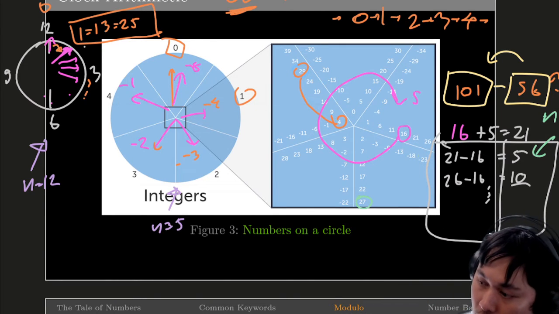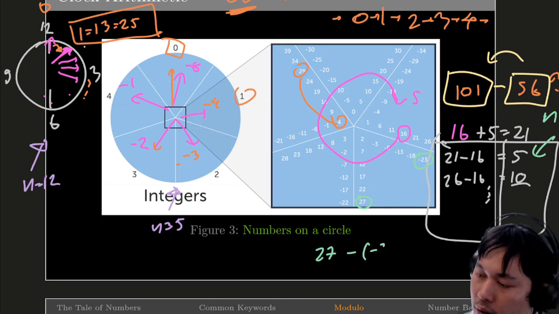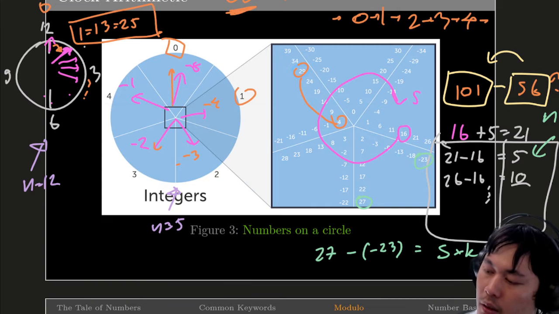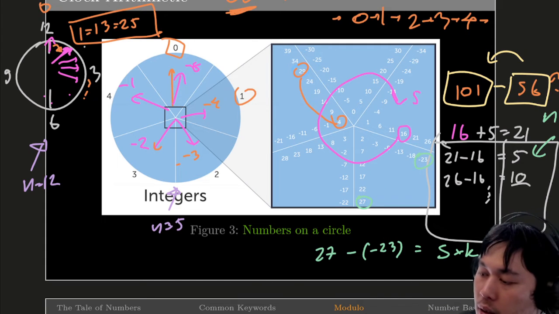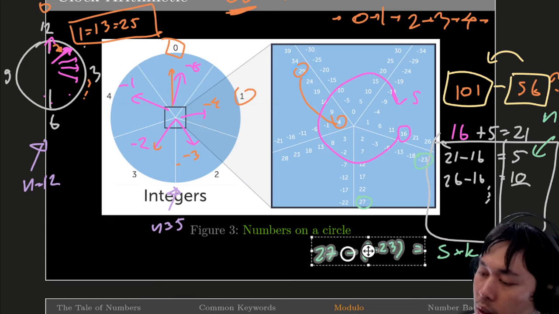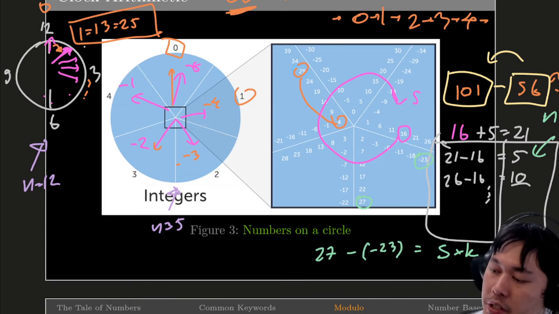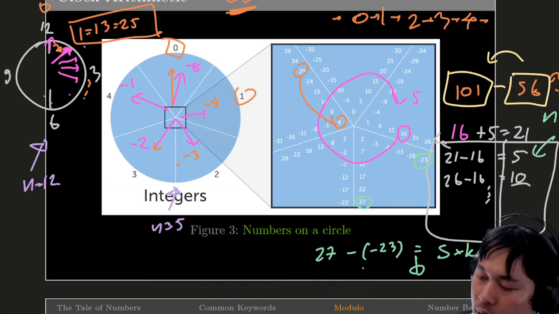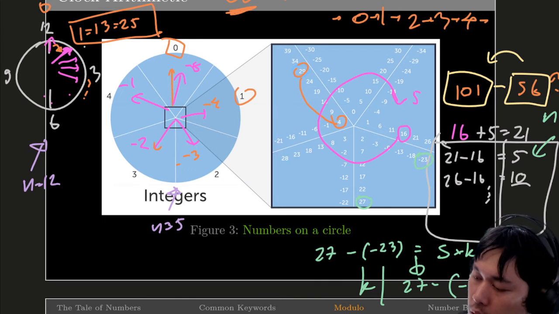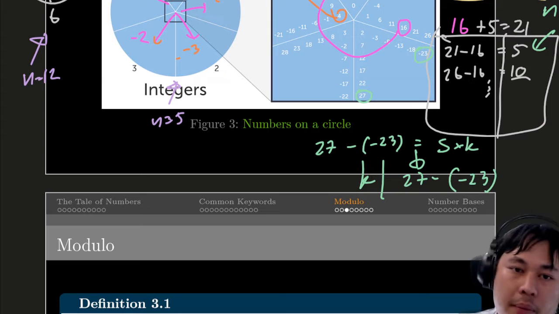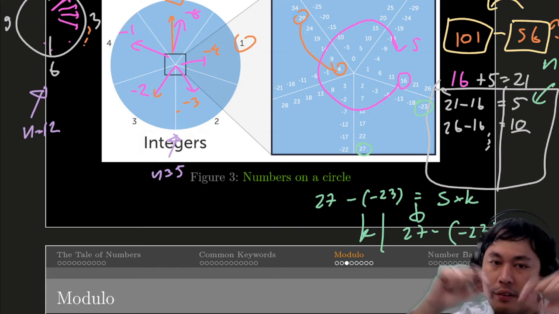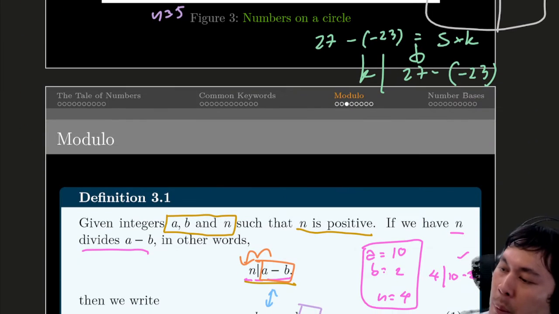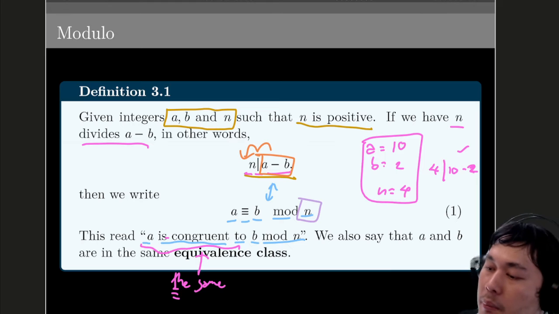So two numbers are in the same section, let's say 27 and 23, if their difference is a multiple of n, that is 5 times something. If you can go around the clock some number of times, then we say that they are in the same region. And that's the definition below. To test two numbers, we take the difference. If that difference is a multiple of the number n, they are congruent.